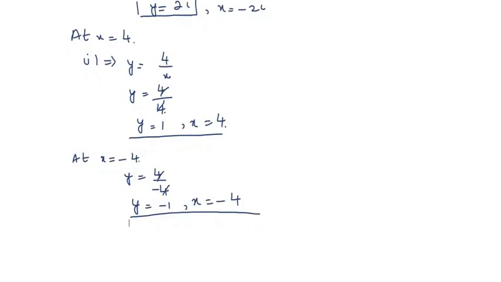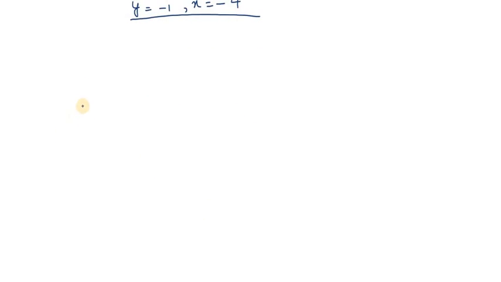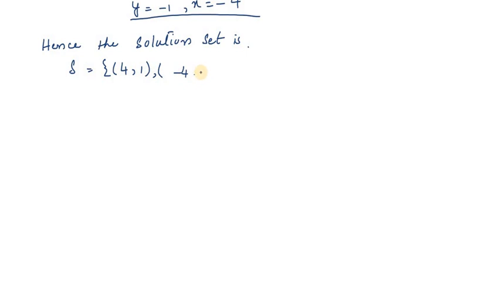So the solution set is, hence the solution set is: first set is (4, 1) and then (minus 4, minus 1), and then (2 iota, minus 2 iota), and then (minus 2 iota, 2 iota). This is the type 2 case 3.